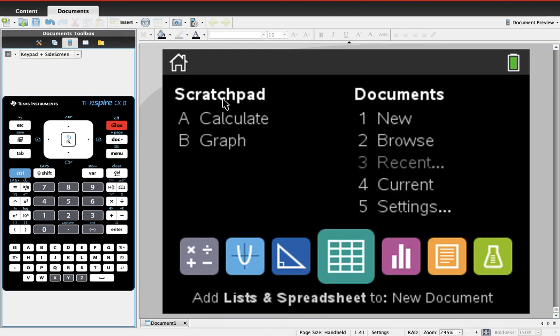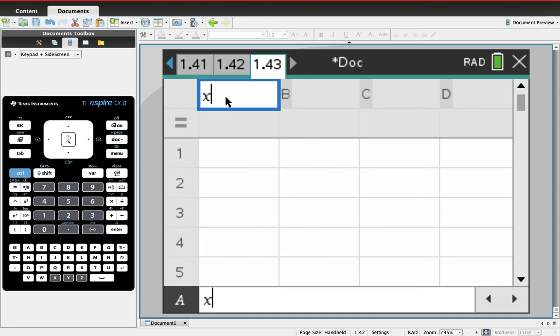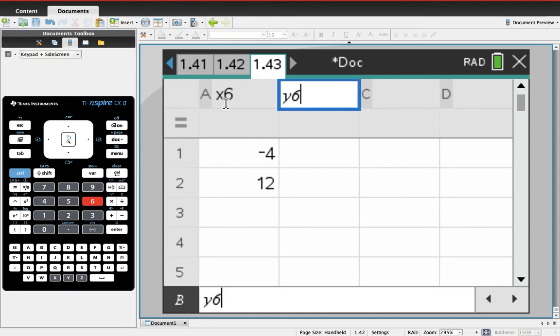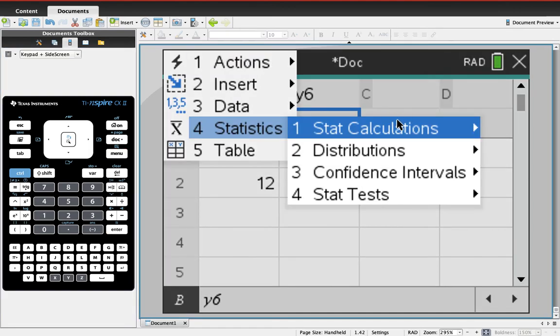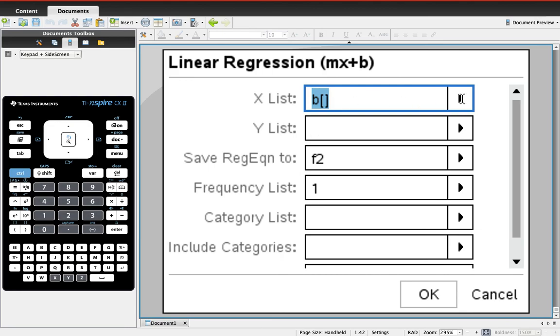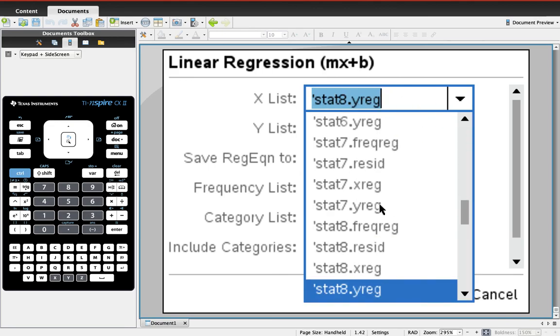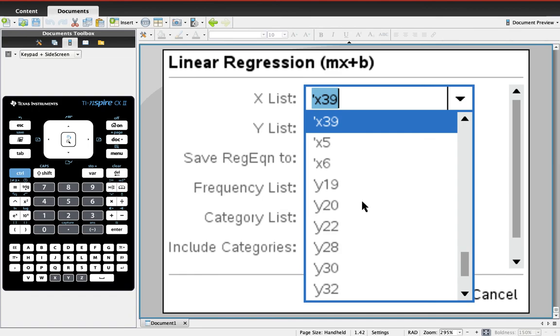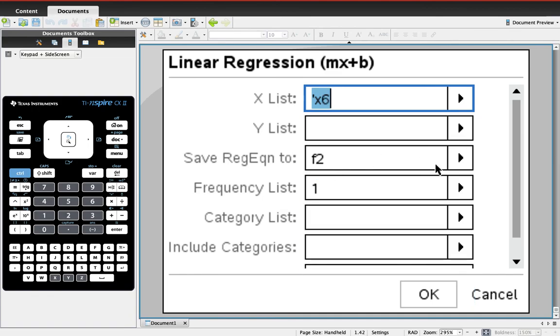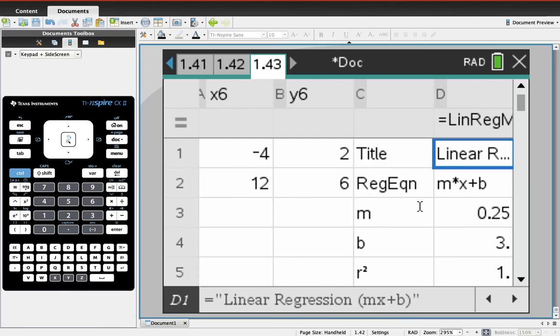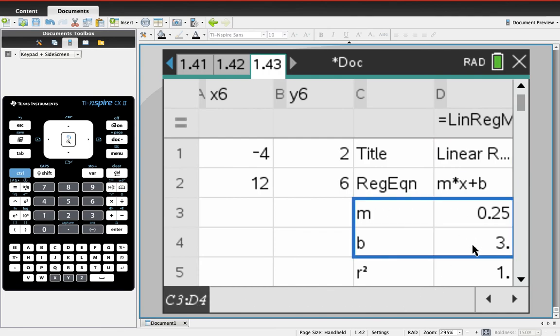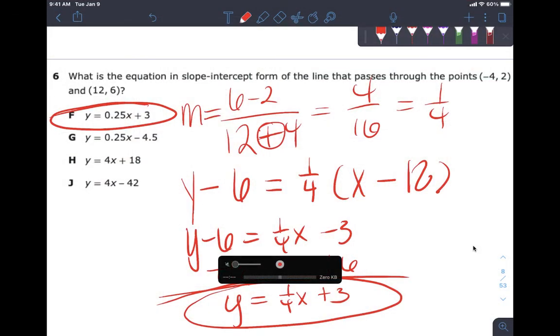I'm going to start a brand new linear regression. This is going to be my x's from number 6, my y's from number 6. And I've already previously typed those in, so I'm going to go ahead and get started on running my linear regression. So I'm going to pick my, let's see, there we go, my x's from number 6, as well as my y's from number 6. I'm going to name this function 6 just in case I need it later. And notice, same exact thing, 0.25x plus 3. All right, so let's continue on.